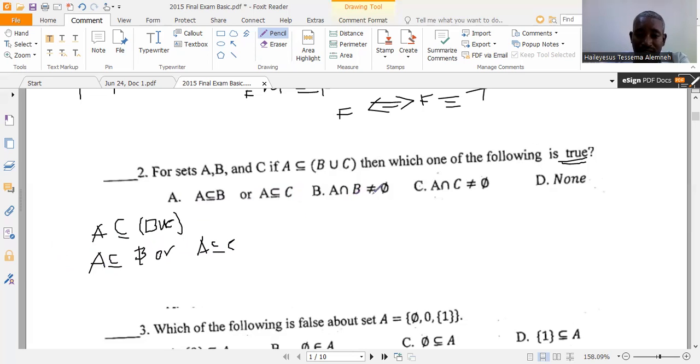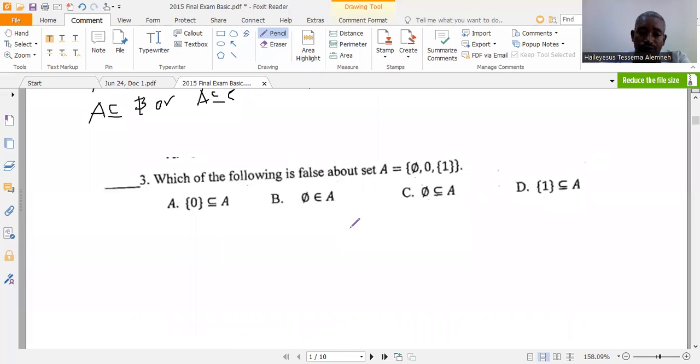A intersection B is empty. A intersection B is different from empty. It may be empty, maybe in the case that the elements are subsets of B. A intersection C is also different from empty. It may be empty if the elements are subsets of B. And none of the above is true.